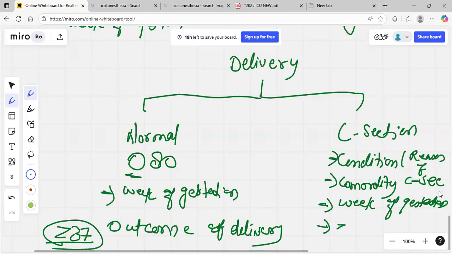And at the end, you have to use Z37. You have to code outcome of delivery. So if the patient is coming for the complicated delivery, first you have to code the condition which is leading to the C-section. Your second code, any other comorbidities. Your third code will be the week of gestation. And your last code will be the outcome of delivery. Any questions so far?